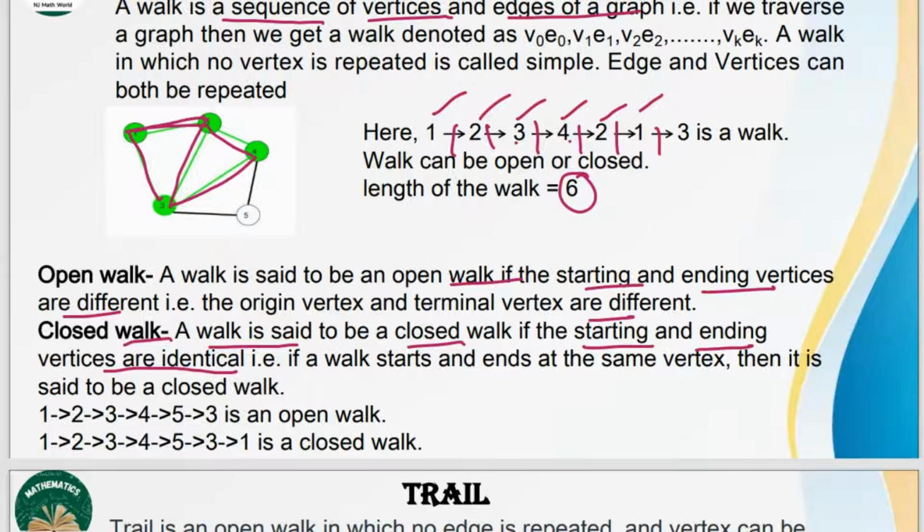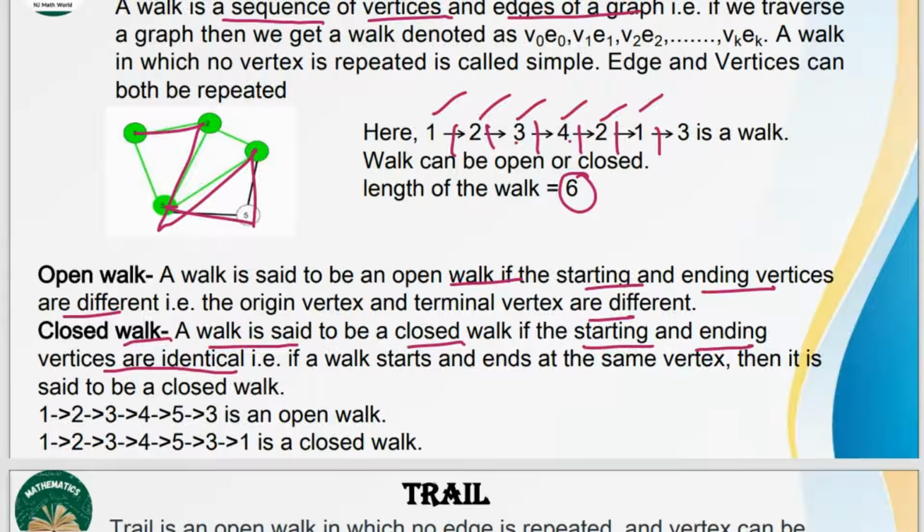For example, an open walk is 1 to 2, 2 to 3, 1 to 2, 2 to 3, 1 to 2, 2 to 3, then 3 to 4, 4 to 5, then 5 to 3. So this is called an open walk. Open walk means its starting and ending points are different.